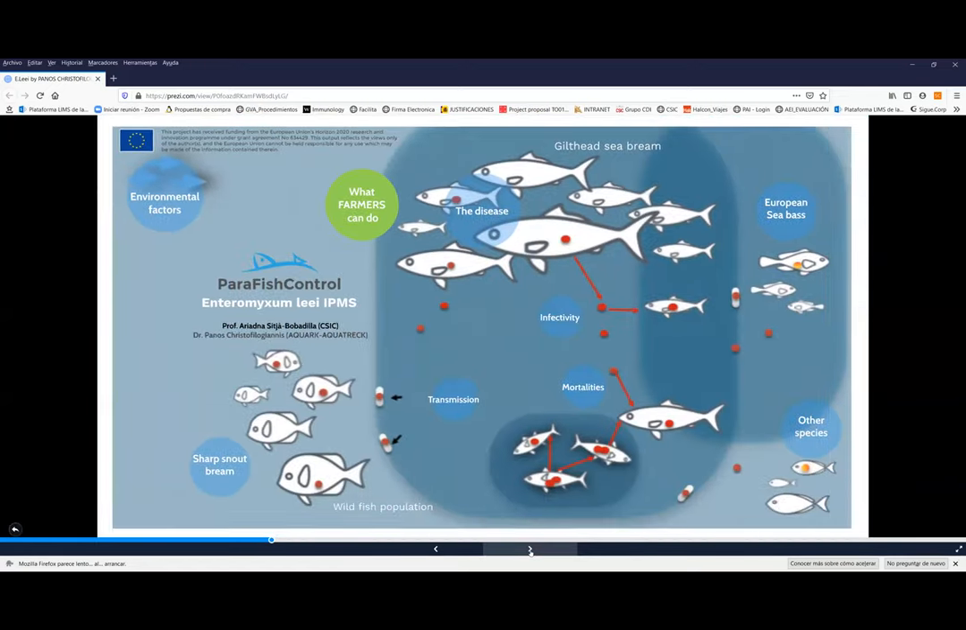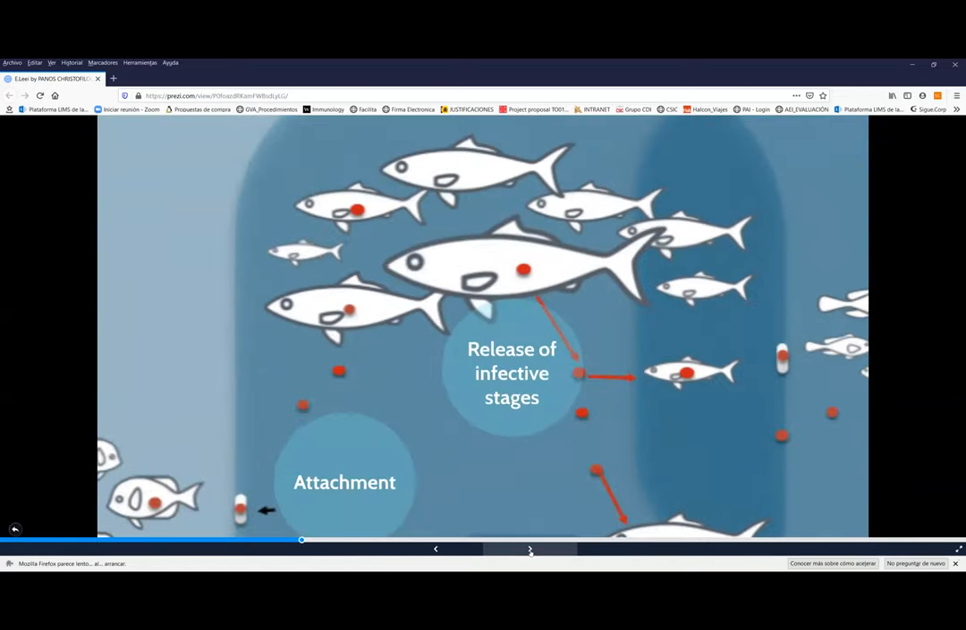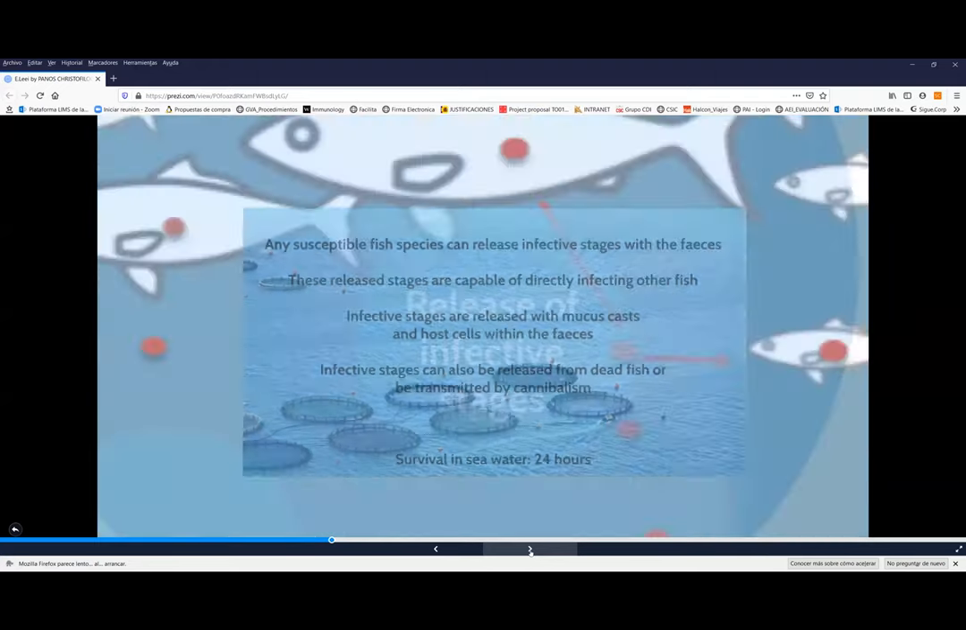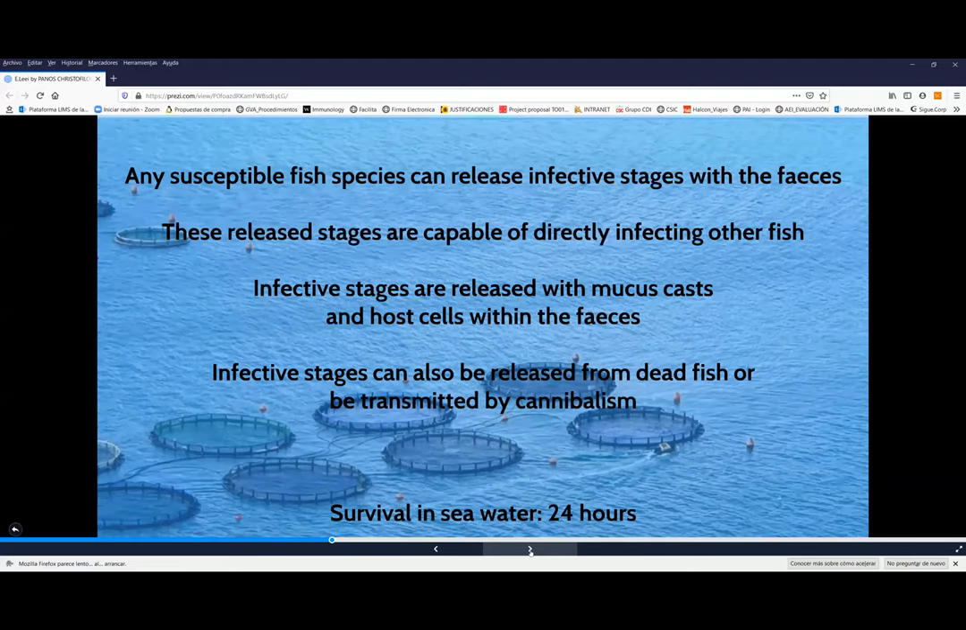So infected fish are able to release infective stages of the parasite with the feces. And this can infect other fish if they eat them. Also, dead or moribund fish can be infective if cannibalized. The parasite is able to survive in seawater up to 24 hours.